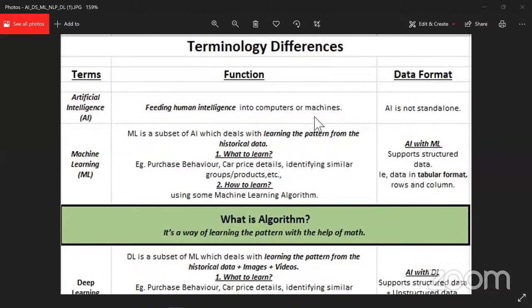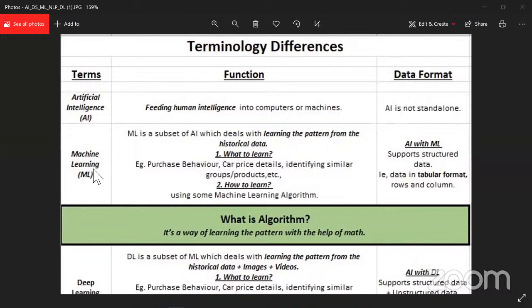So feeding, because if I'm asking the same question to another human, he will be looking into the application and he will be telling me. So now machine is doing that. So feeding human intelligence into computers, we call it as artificial intelligence in one line. But artificial intelligence, I mentioned here, it is not standalone. Why I just mentioned it is not standalone? Because it is just like a class. All right, but see this, why you will be getting this in a while.